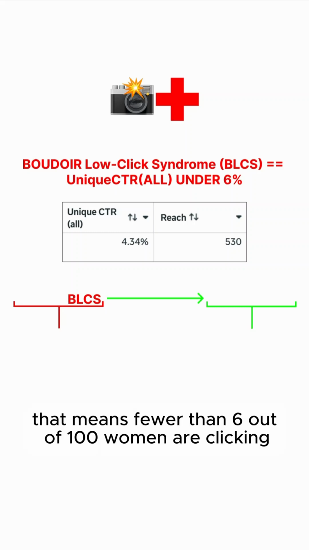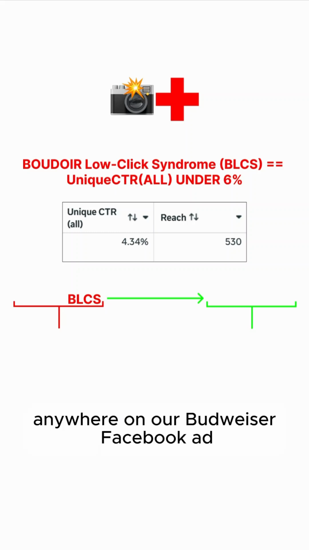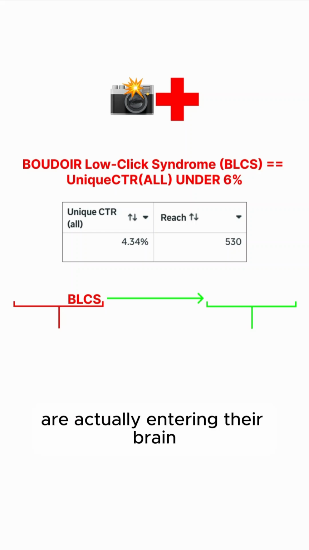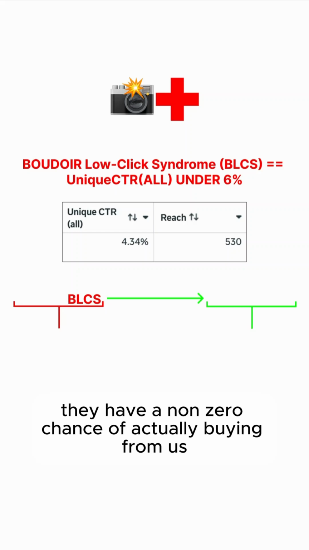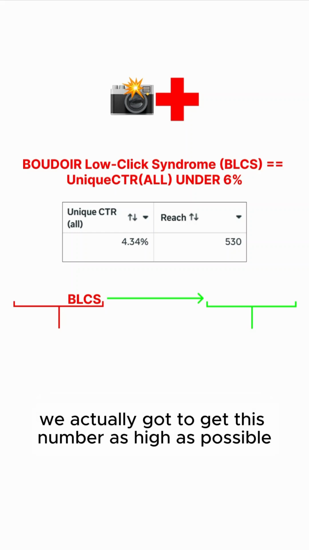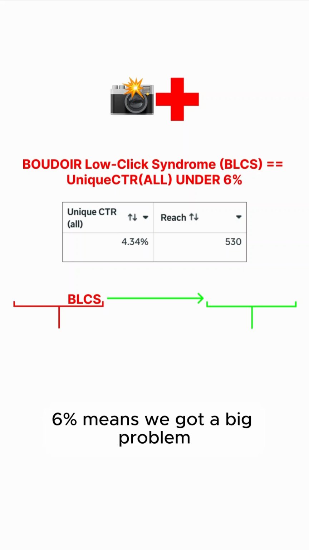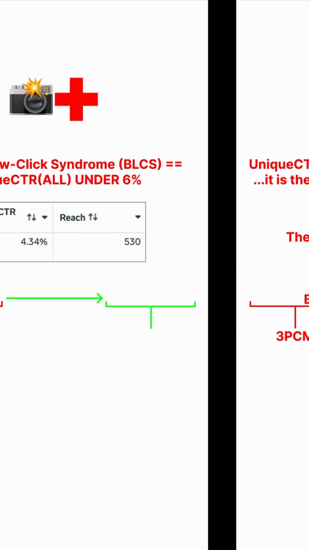That means fewer than 6 out of 100 women are clicking anywhere on our Boudoir Facebook ad, which means fewer than 6 out of 100 women, our ad is actually entering their brain, which means fewer than 6 out of every 100 women we meet have a non-zero chance of actually buying from us. So we got to get this number as high as possible, literally as high as possible. 6% is the minimum. 6% means we got a big problem.